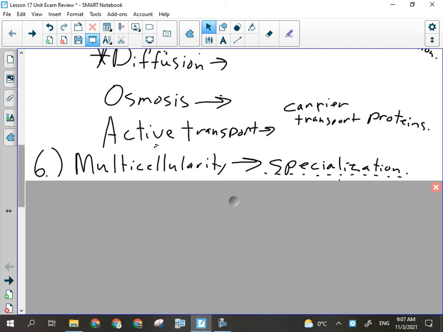What was our example of a multicellular organism? Plants. In particular, what part of the plant? The leaf. The layers of the leaf were our example of specialization within a multicellular organism. We talked about how the epidermal layers secrete the waxy cuticle, how the palisade layer carries out photosynthesis, the spongy layer aids with the exchange of water, carbon dioxide, and oxygen.